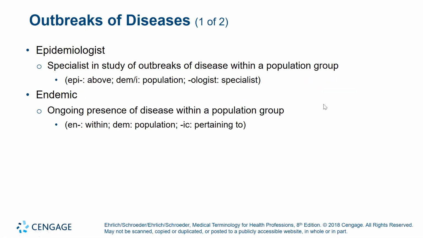Outbreaks of diseases. Let's take a look at the terms here. They have epidemiologist. Epi is above. Demi is population. Ologist is specialist. So this specialist studies outbreaks of disease within a population group. Endemic, en is within, dem is population, ic is pertaining to. So it's the ongoing presence of disease within a population group.